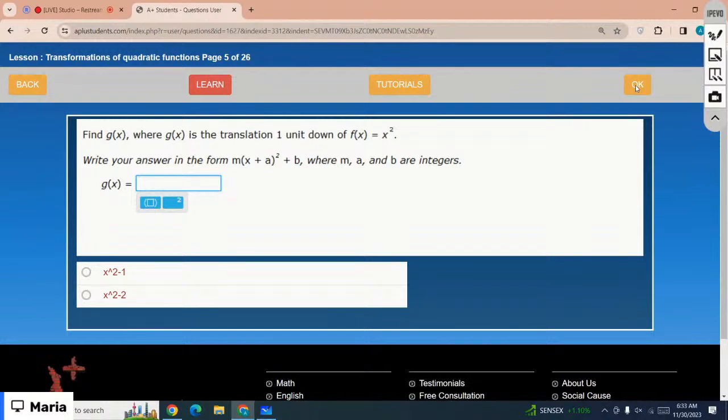Find g of x, where g of x is a translation 1 unit down of f of x equals x square. So which is the correct option? That is 1 unit down. So that would be x square minus 1, which is the correct option. Option number 1 is the correct option.